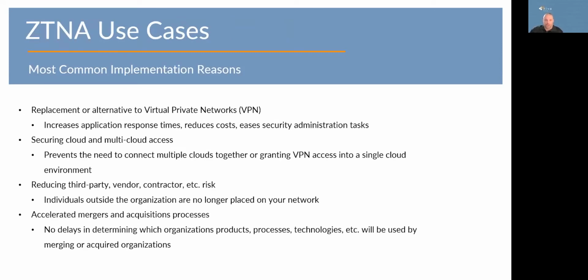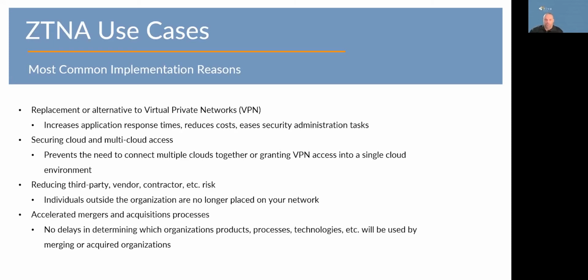Some of the most common use cases, there's really, I put 4 up here. You could probably make an argument that there's many more, but these probably make up 90+% of all the reasons why any organization would even consider going to a zero trust model. The first and most prevalent would be a replacement or alternative to VPN. So just as I said before, a VPN grants you access to your entire corporate network. You want to get rid of that.